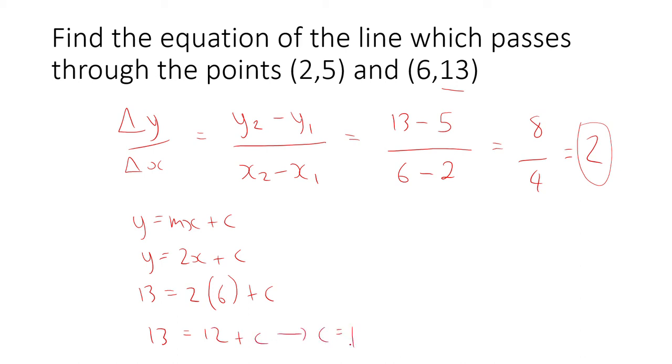So now we know m and we know c, and we can write the full equation. y equals 2x plus 1. What we did there is first find the m, the gradient, and we use that to then find the c, and we've got our full equation.